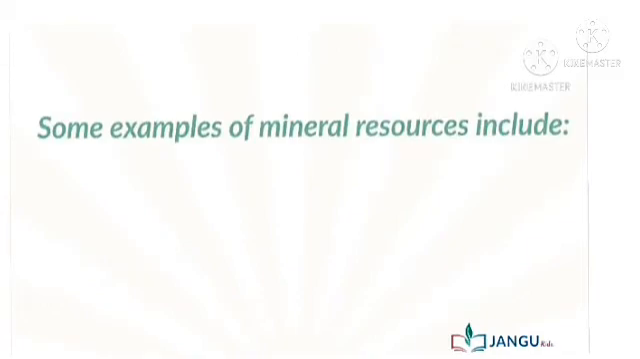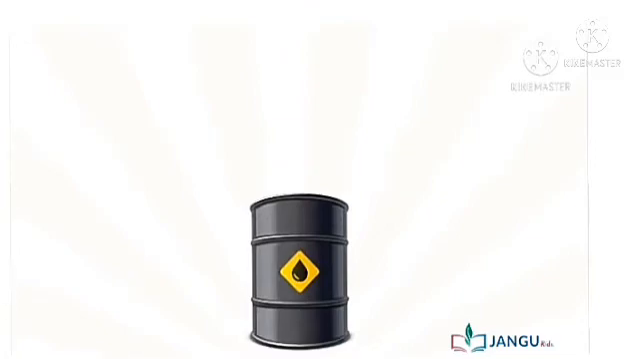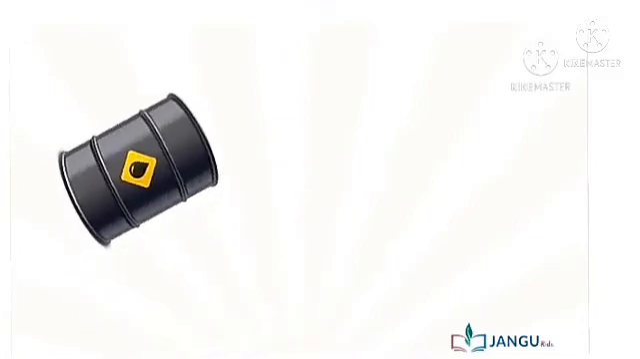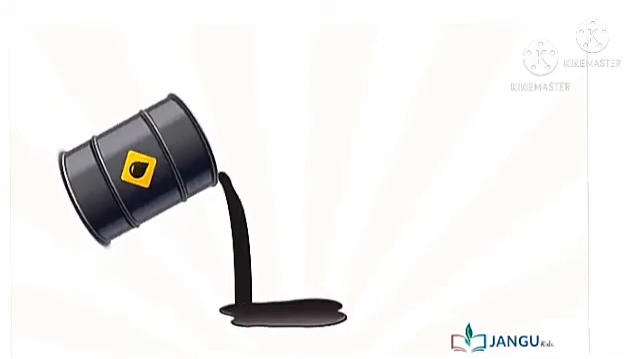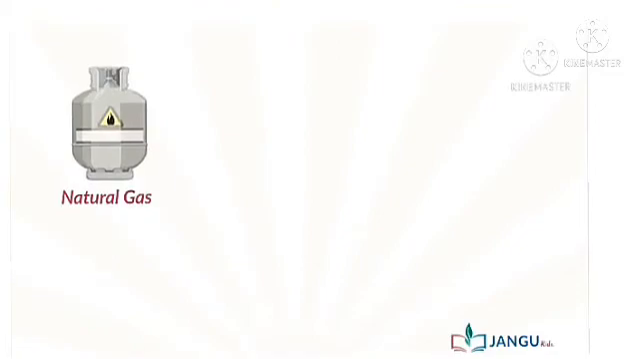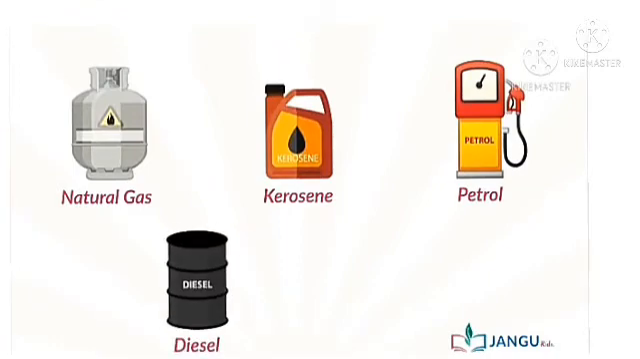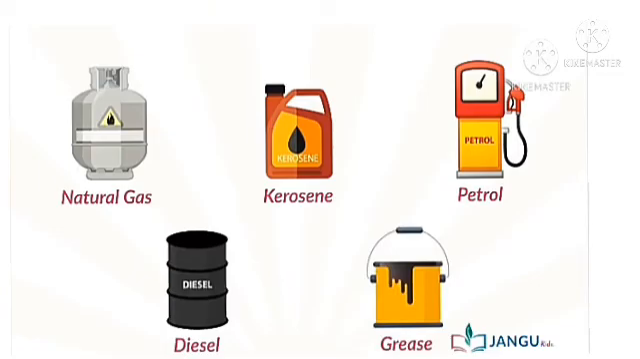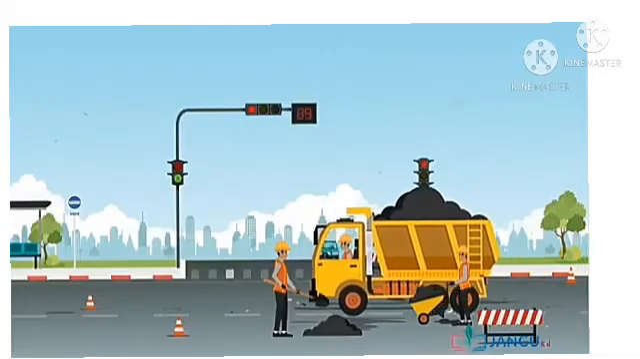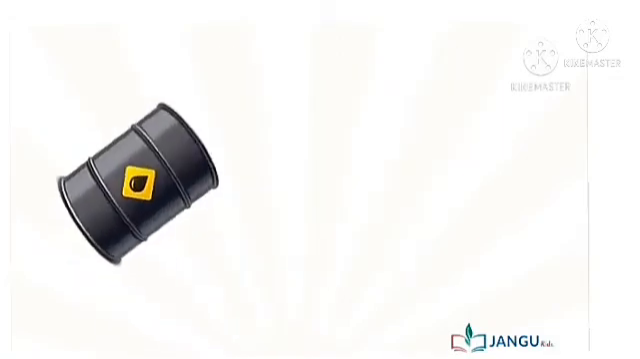Some examples of mineral resources include crude oil. This is crude oil, which is refined into useful products like petrol, kerosene, and diesel. We also have natural gas, which is used for cooking. We have kerosene, petrol, diesel, and grease. All these are products of crude oil. Crude oil is abundant in Nigeria, especially in the south. So crude oil is gotten from the southern part of Nigeria.